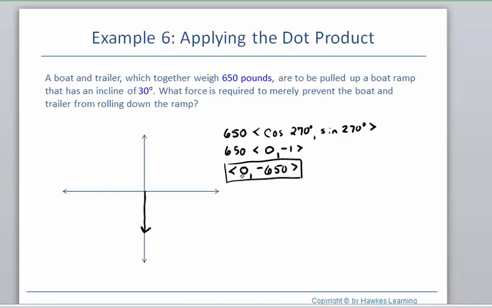Okay, so this is going to be one of my two vectors. That vector is going to represent the weight of the boat and the trailer, and it's going to be represented by the gravity pulling that boat and trailer straight down.